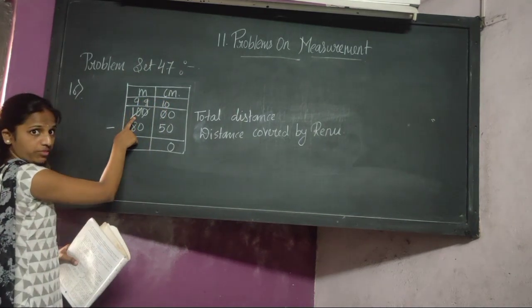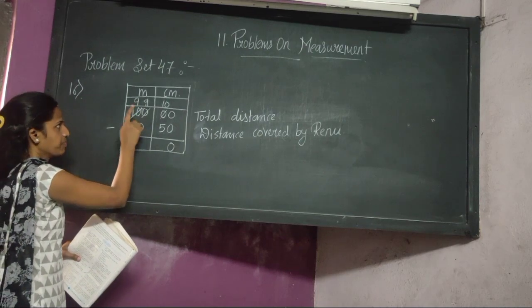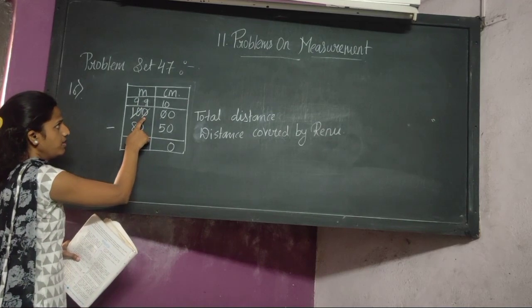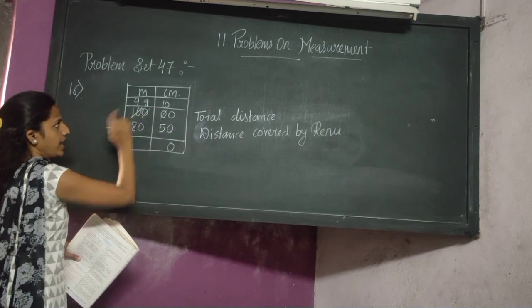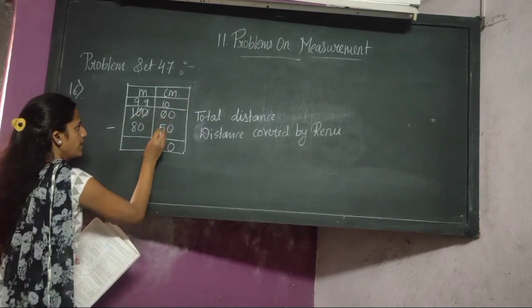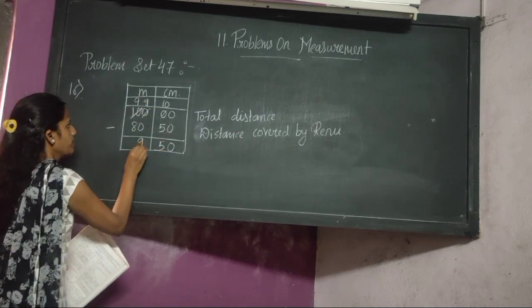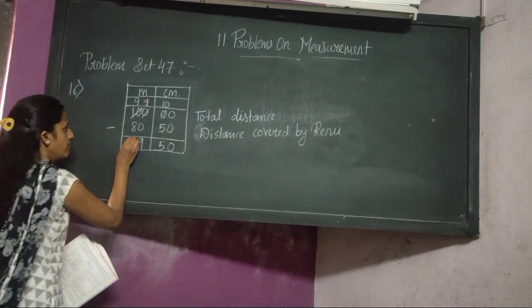First we have borrowed from here. This becomes 10. Your 9 will be left. Again we have borrowed from here. This will become 10 and your 9 will be left. 10 minus 5 will be 5. 9 minus 0 will be 9. 9 minus 8 will be 1.